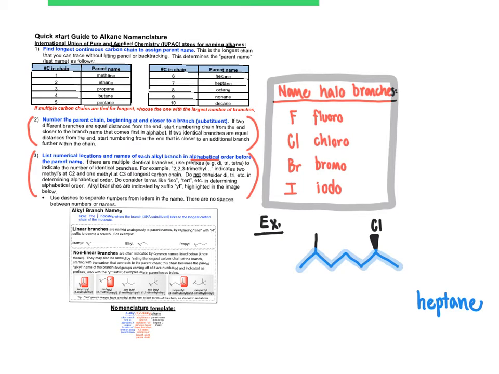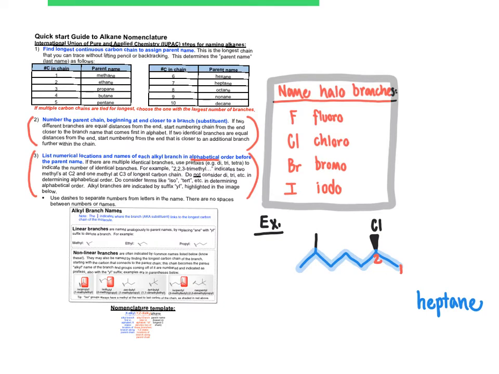Then we have to specify the branches coming off and where those branches are located in steps 2 and 3 of our quick start guide. So we have, depending on which way we number, a chlorine branch coming off at carbon number 2 of the chain if we start numbering from the right, or if we start numbering from the left, we have a methyl branch coming off at carbon number 2.